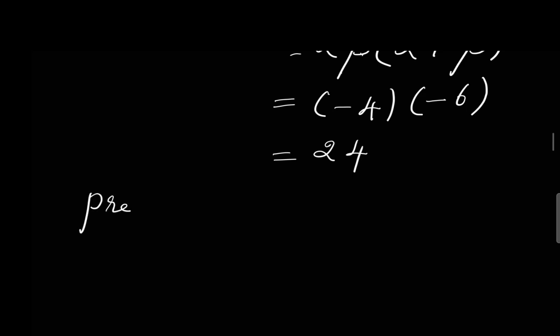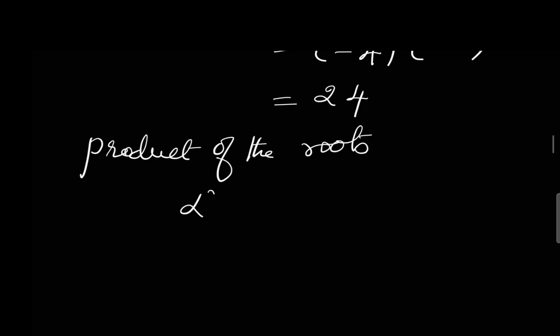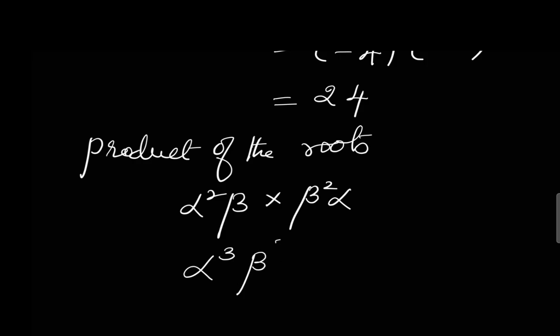Product of the roots. So alpha squared beta into beta squared alpha. So alpha squared into alpha is alpha cube. Beta into beta squared is beta cube. So alpha beta the whole cube.